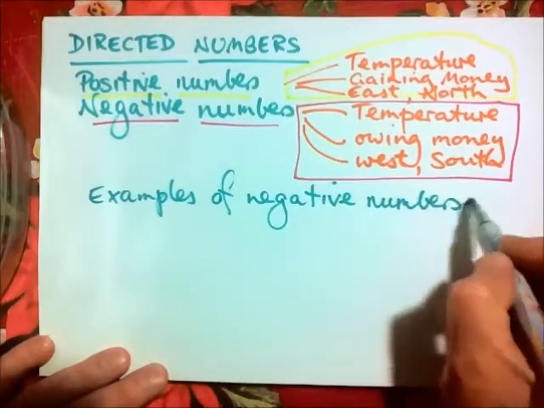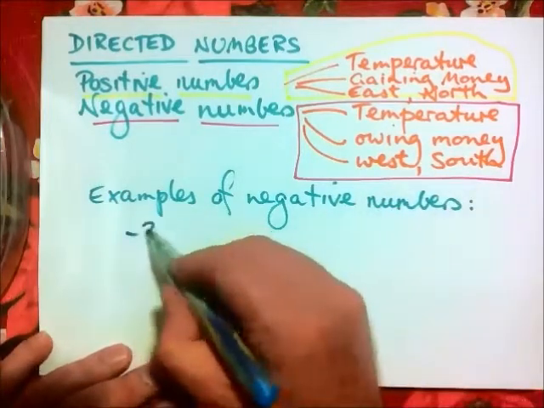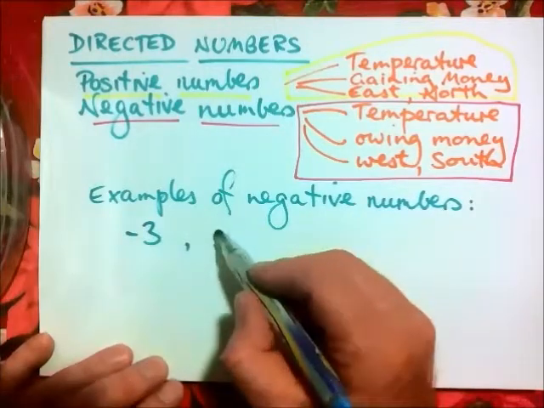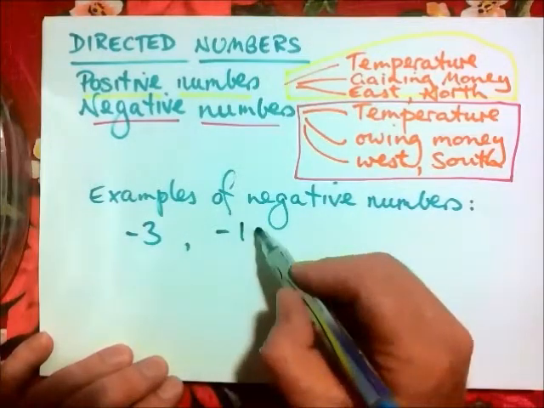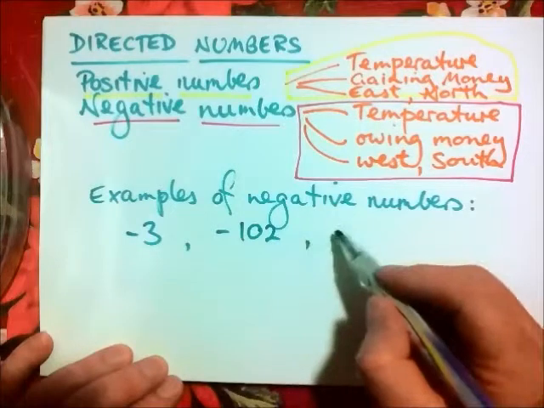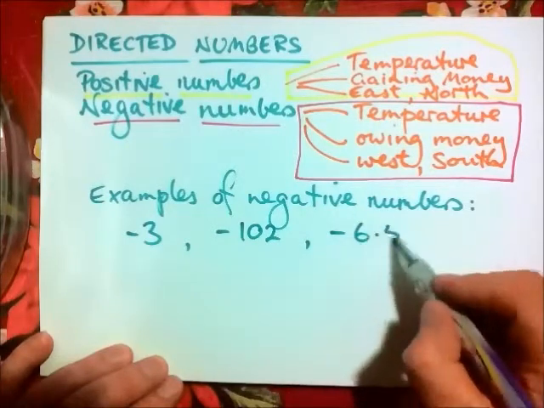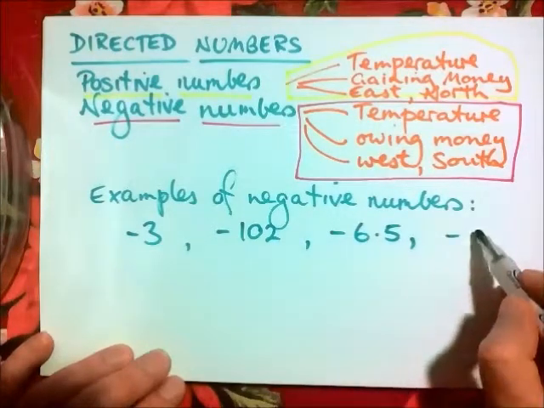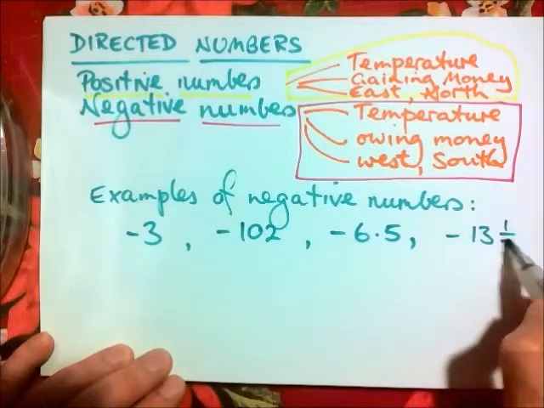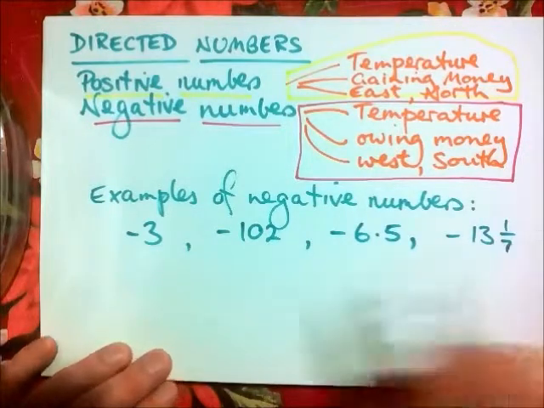First up, -3. It's a negative number. -102 is a negative number. But they don't all have to be whole numbers. You could have -6.5, a decimal, and you could have -13 1/7, a fraction.